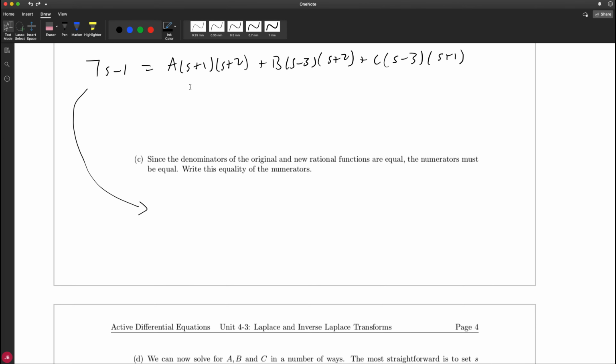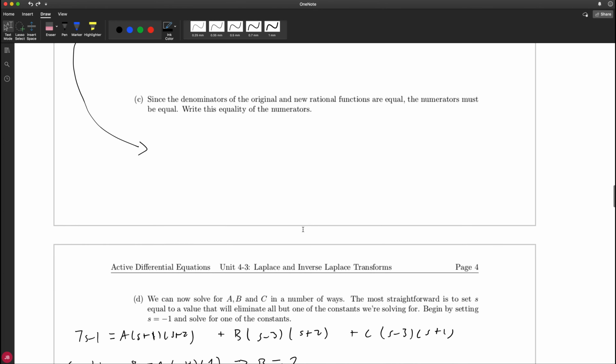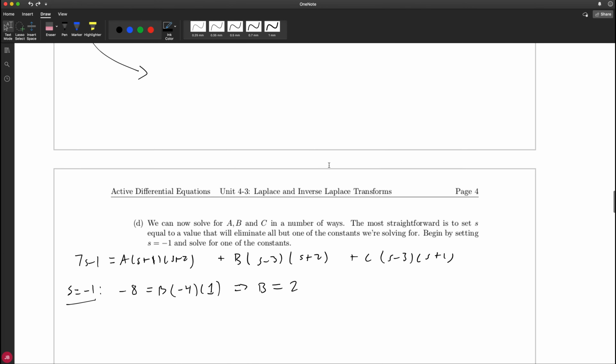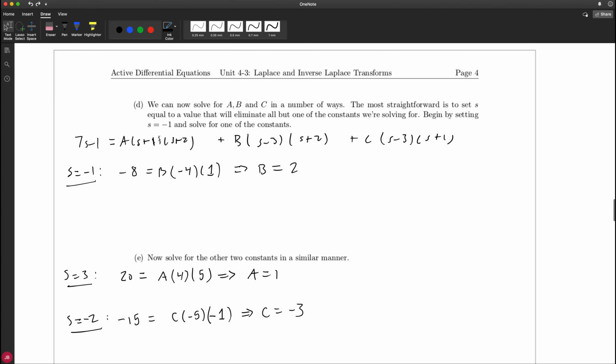So it occurs to me that on page 3, at the very bottom for part C, this was where I was supposed to write the numerator, the fact that the numerators are equal. So just go ahead and write that here. In fact, I even rewrote it here as well, instead of having to scroll up a lot. What we need to do, as you'll remember from Calc 2, is solve for A, B, and C.